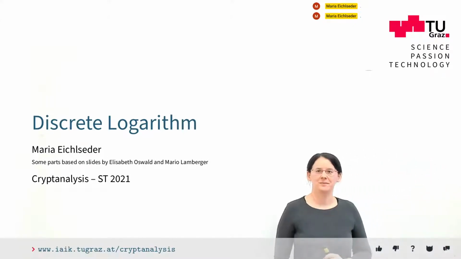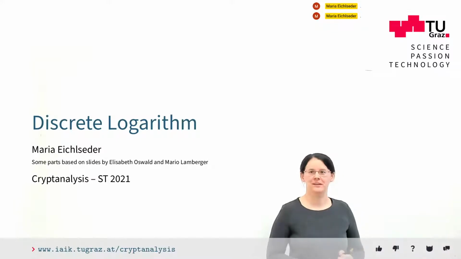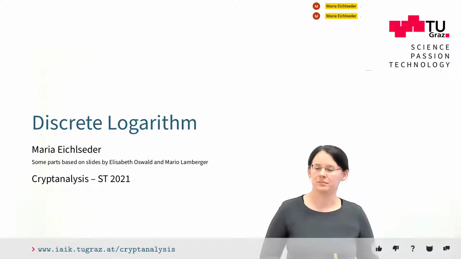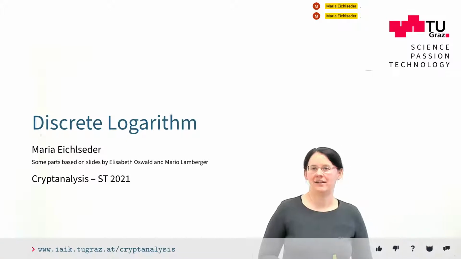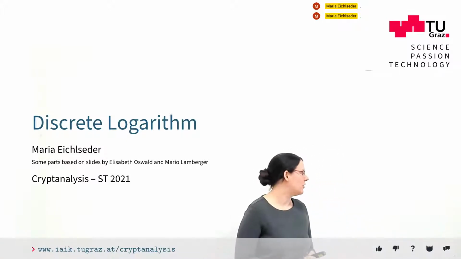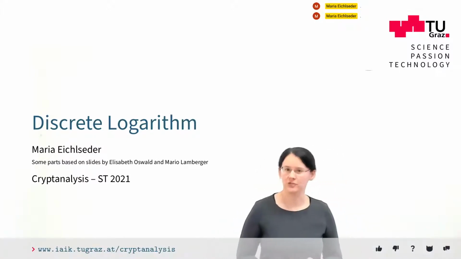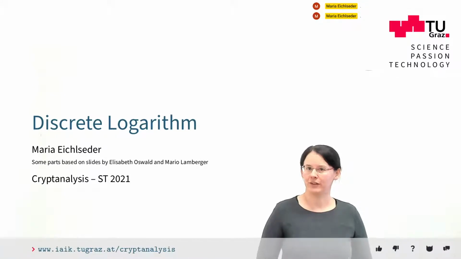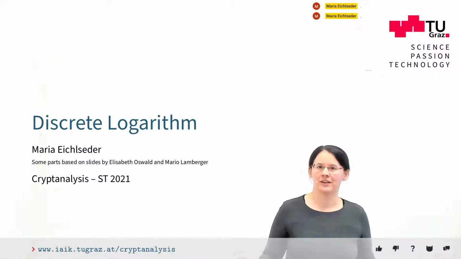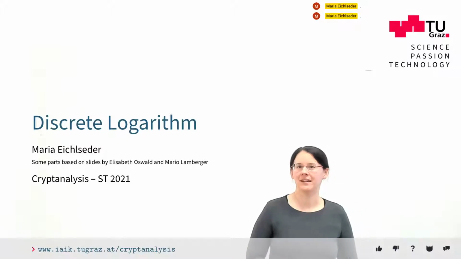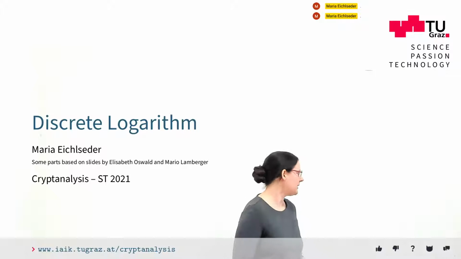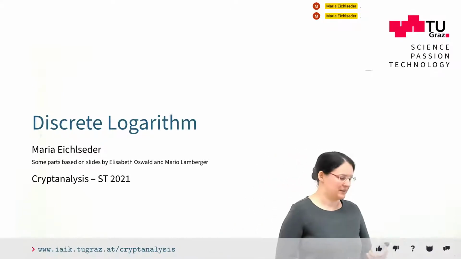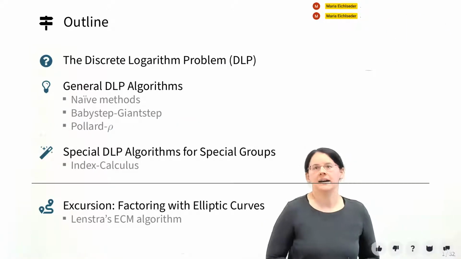Everyone, and welcome to Cryptanalysis lecture number 2. We are going to continue our look at algorithms for attacking asymmetric cryptographic schemes today. And while we had a look at the first big group of asymmetric crypto schemes last week with factoring based schemes, today we're going to have a look at the second big group, namely crypto systems based on the discrete logarithm problem. So let's have a look at the plan for today.